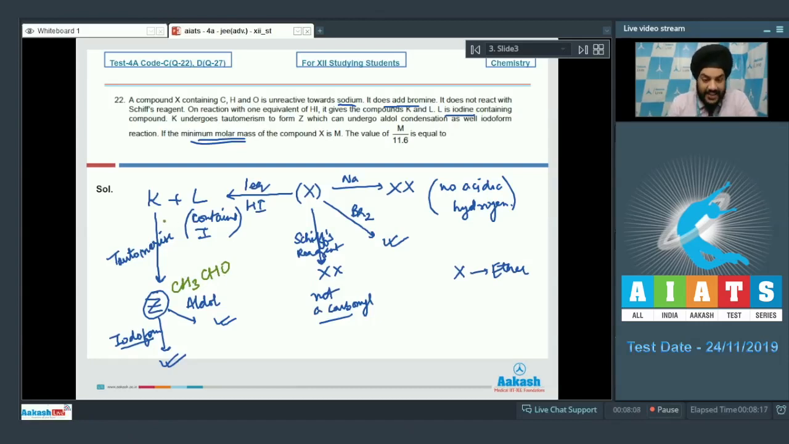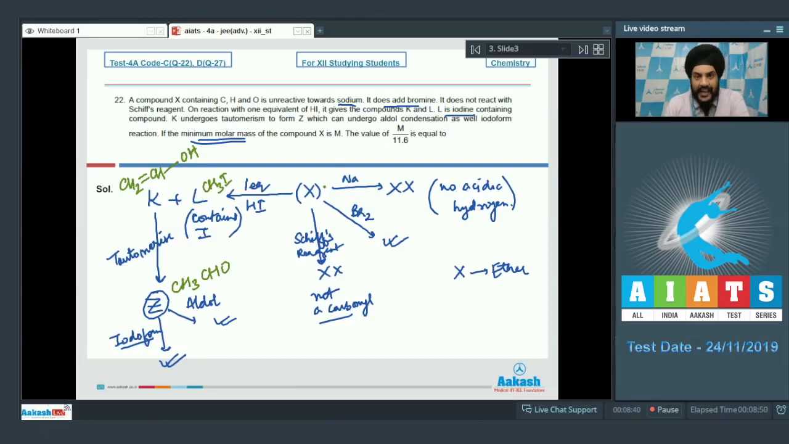So students, the K has to be an enol. So if we try and figure out the structure of K, students, it has to be an enol. So CH2=CH, and then there will be an OH group which is present, students. Okay. So this is the compound K. Now if we talk about L, students, this L also has to have the minimum molar mass as per the question. So it has to be CH3I. Okay, so L is CH3I.